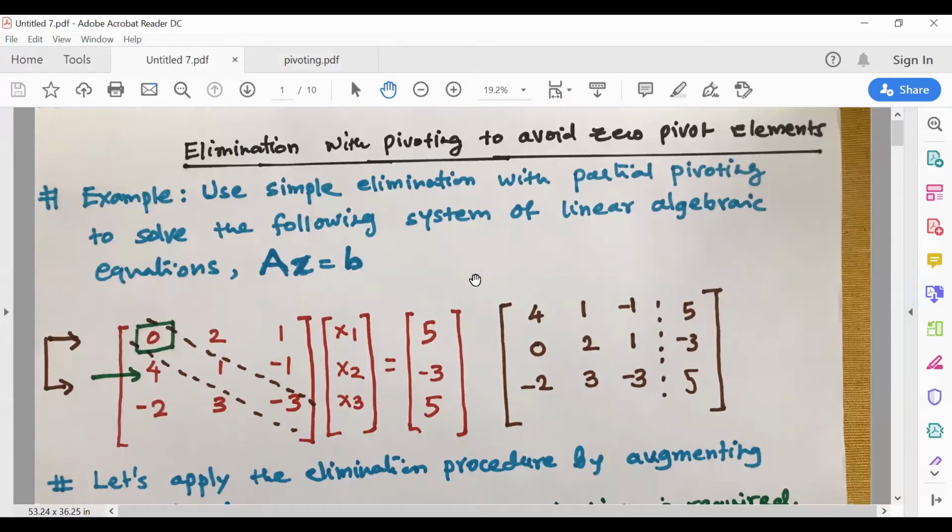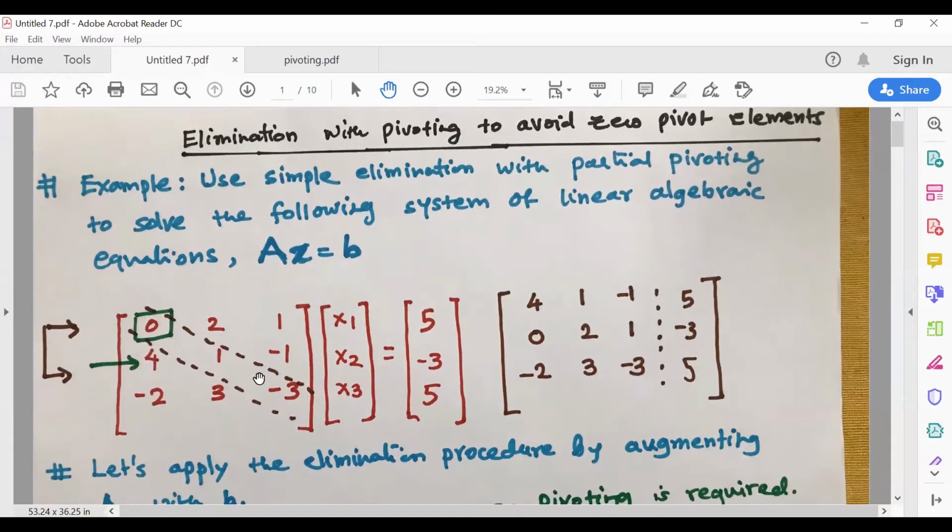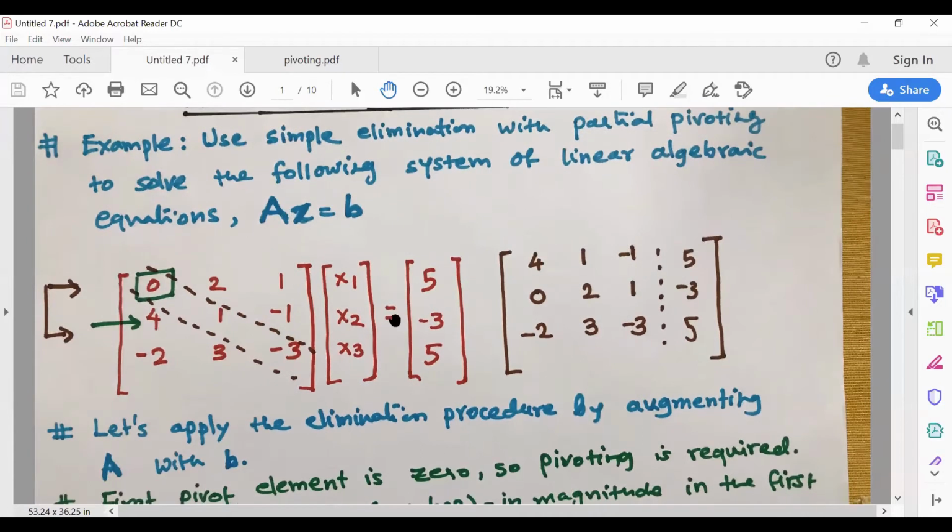So this is the example which I have shown. I think I have given you that in the last PPT also. Elimination with pivoting to avoid zero pivot elements. First is of course this, and you can just have a look: use simple elimination with partial pivoting to solve the following system of linear equations Ax = b.